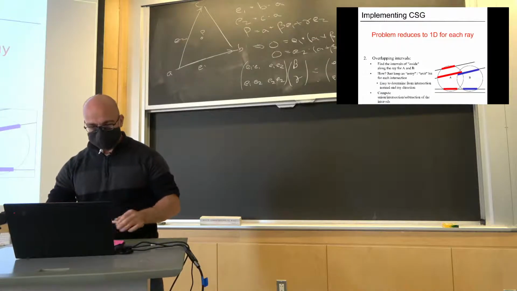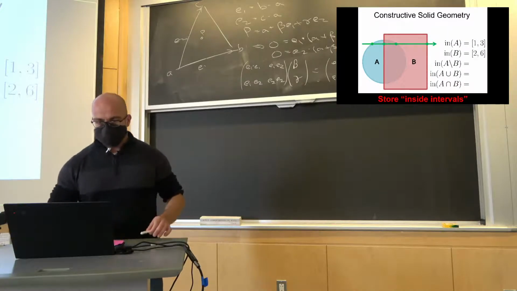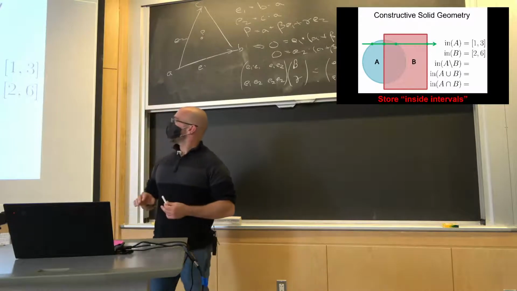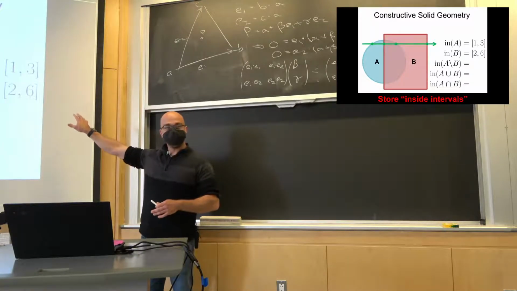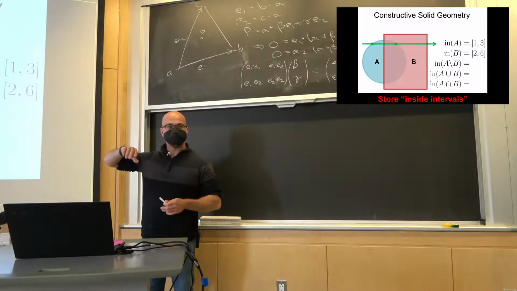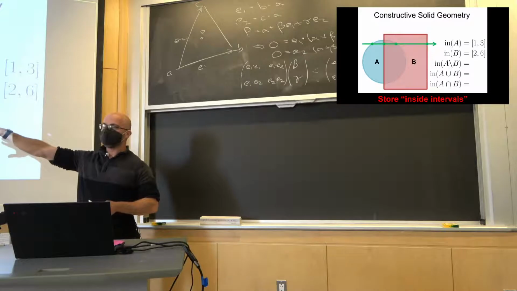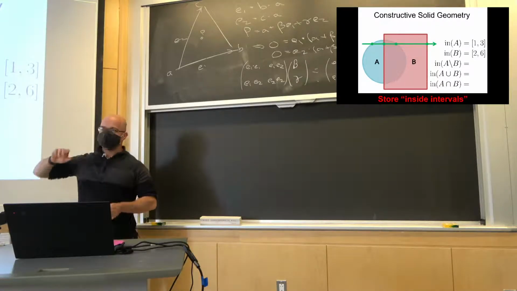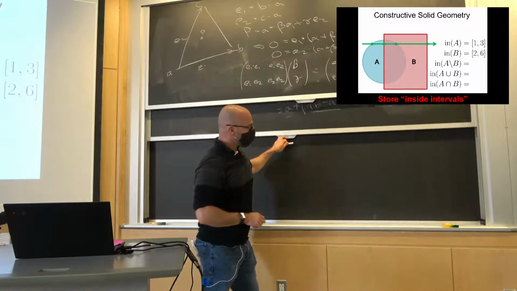Okay, sorry, my slide's a little out of order. In particular, let's say that I have an object and it returns an in function, which is the interval of t's where my ray is inside of that object. So between t equals 1 and t equals 3, I'm inside of object A. And between t equals 2 and t equals 6, I'm inside of object B. Does everybody understand the notation here?